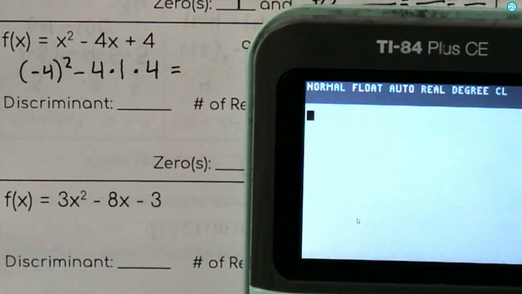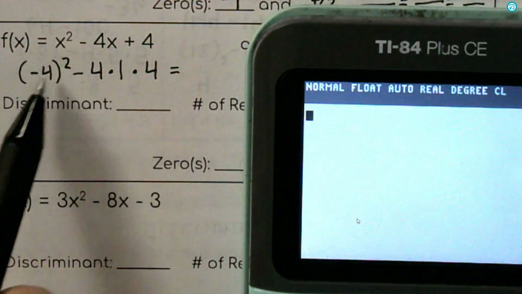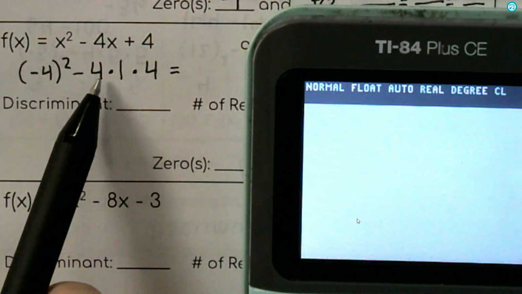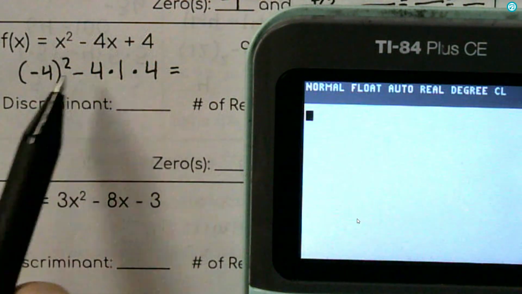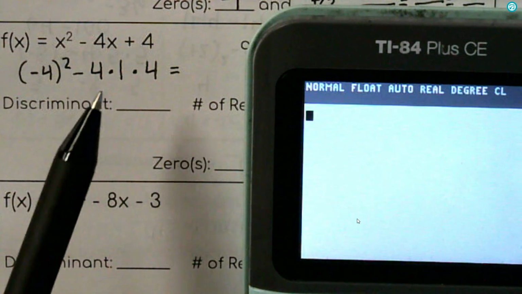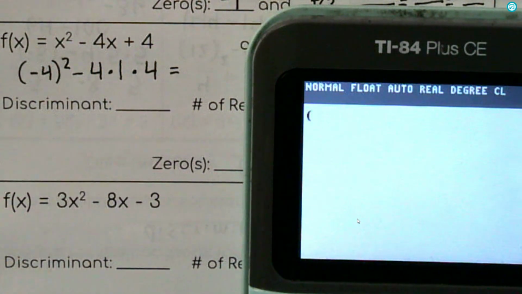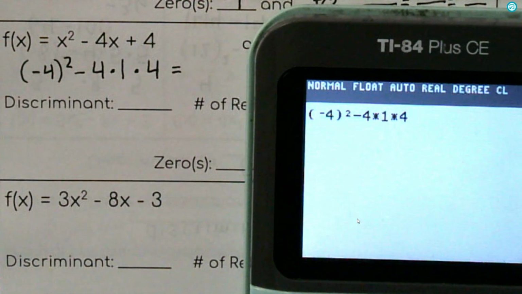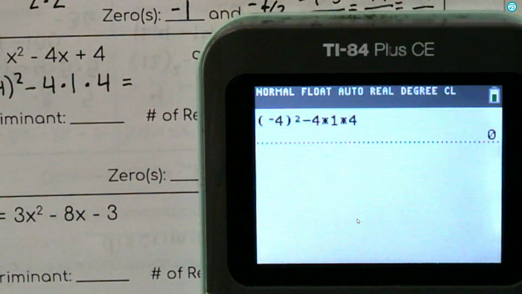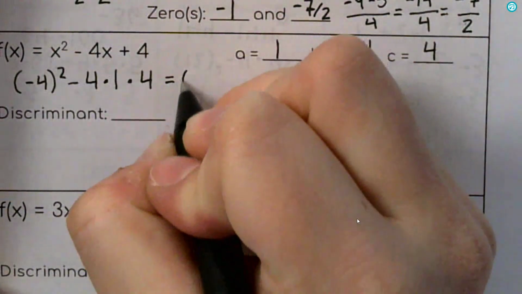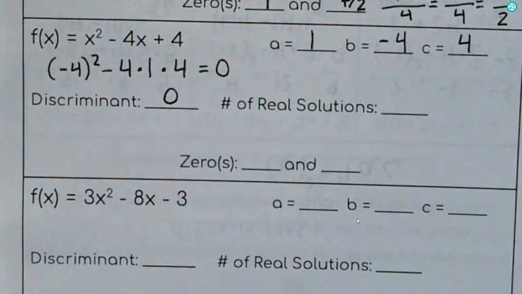So I could do it by hand. Negative 4 squared, negative 4 times negative 4, is 16. And then 4 times 1 times 4 is also 16. So I get 16 minus 16. It's going to be 0. Or I do it in my calculator. Negative 4 squared minus 4 times 1 times 4. And I get 0. So either way you do it, you get that your discriminant is 0. If my discriminant is equal to 0, I have one real solution.